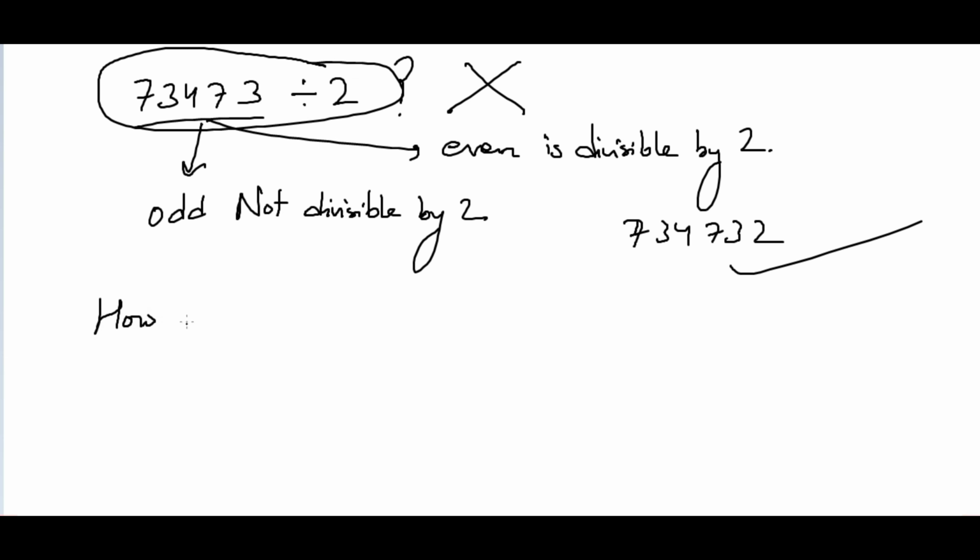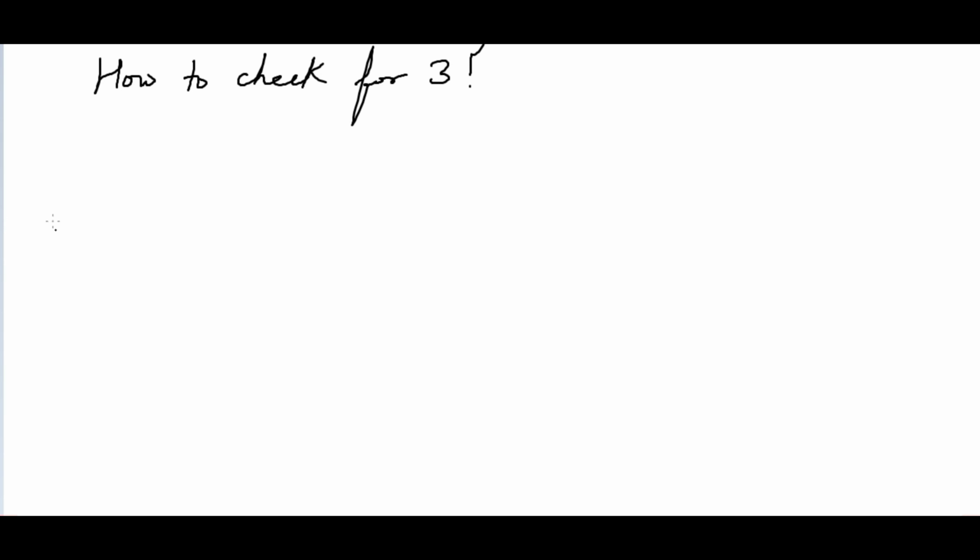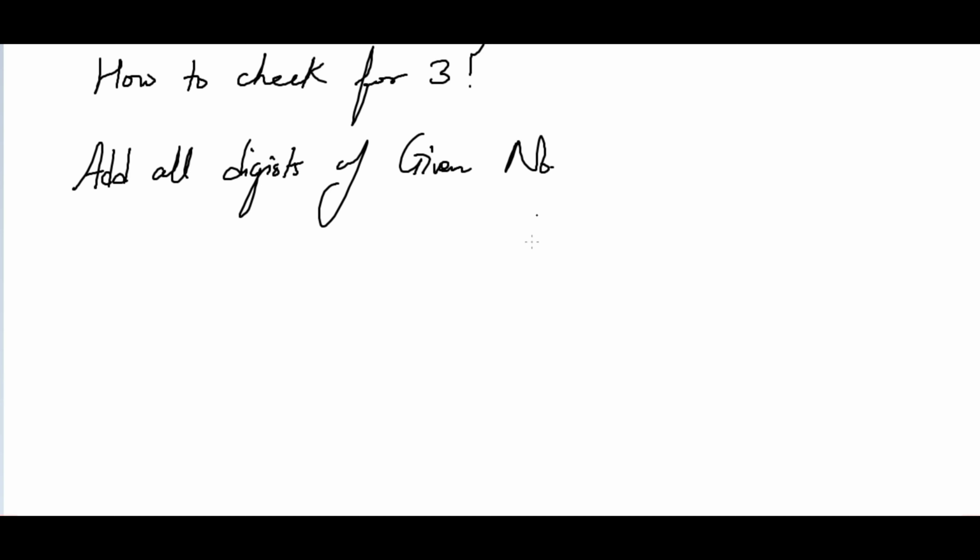How to check for 3? For 3, there is an easy procedure. What you have to do is just add all the digits of the given number. Then you have to check whether that sum is divisible by 3.